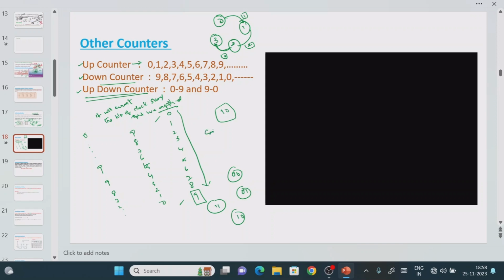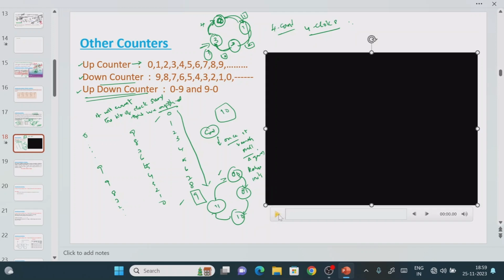Now the definition of a counter is, once the count is completed, once it reaches the maximum value, it should return back to the initial count. What is the maximum count here? 3. Once the count is completed, again it should return back to the initial position. What is the initial position? 0, right? So how many clock pulses do we require? For 4 counts we require 4 clock pulses. This point you have to remember, right? So first it will change from 0 to 1, then 1 to 2, 2 to 3. Once the count is completed, it will return back to the initial position, right?